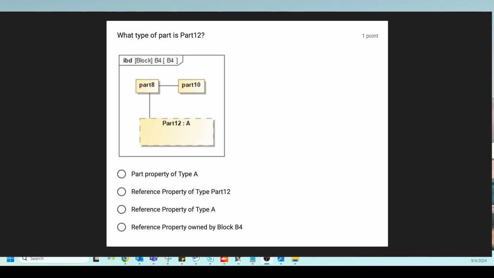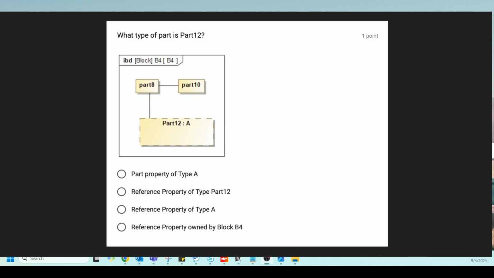And this question we have here is related to an IBD and different elements of an IBD. And so the question is, what type of part is part 12?